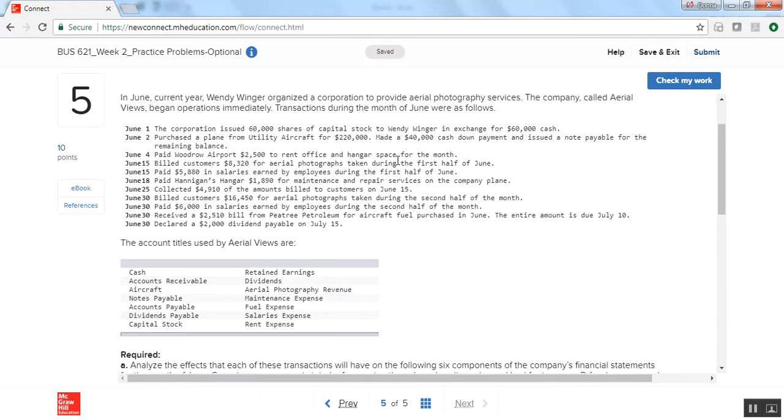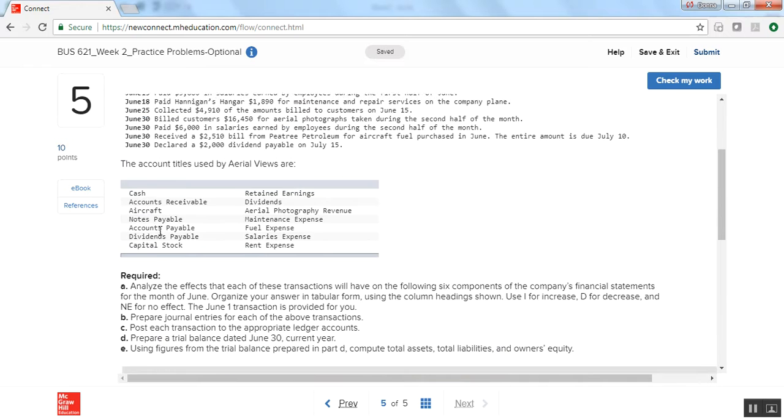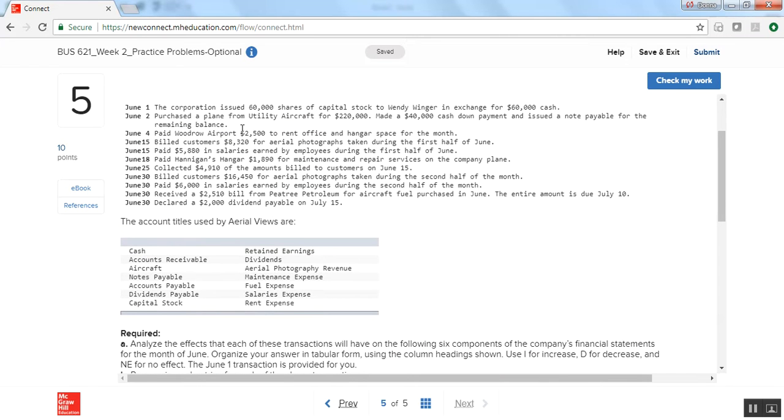All right. The next entry, they did June 1st for us. So the next entry is June 2nd. Purchased a plane from Utility Aircraft for $220,000. Made a $40,000 cash down payment and issued a note payable for the remaining balance. So here, there's actually 3 accounts that are being impacted. The first is that we bought a plane. So that is going to be an asset. Our assets are going to go up. That is a piece of equipment that we now own.